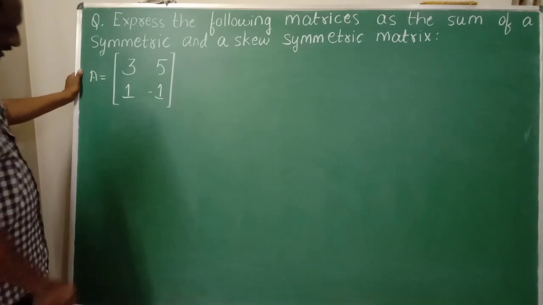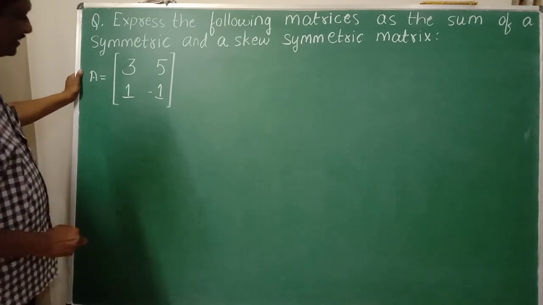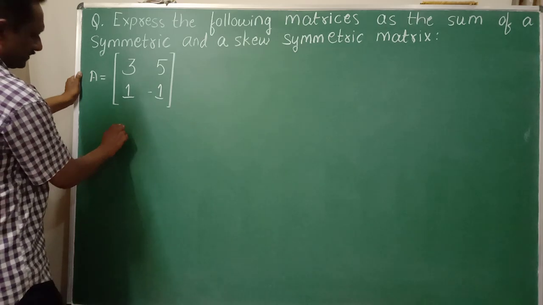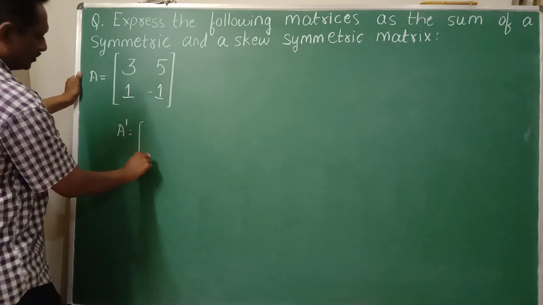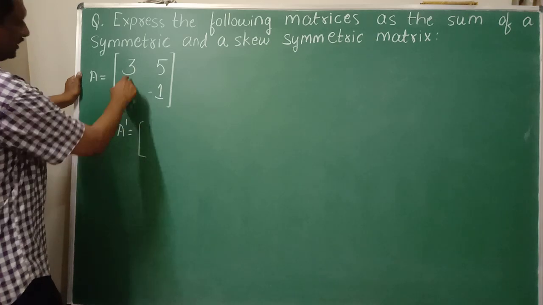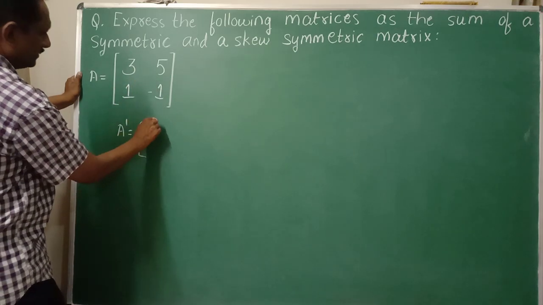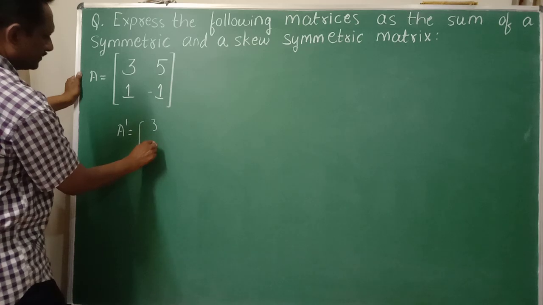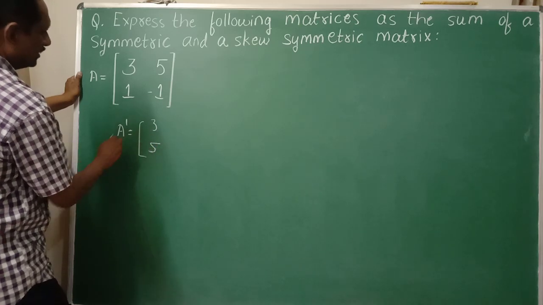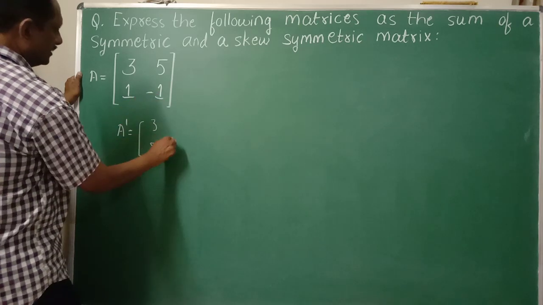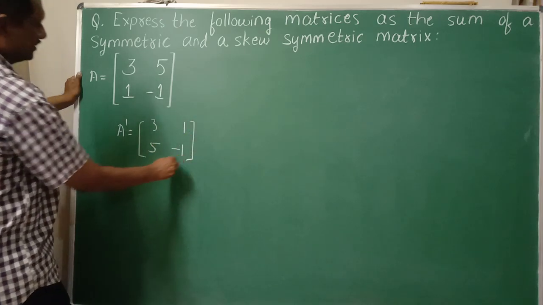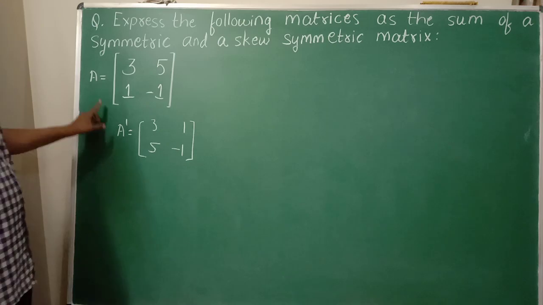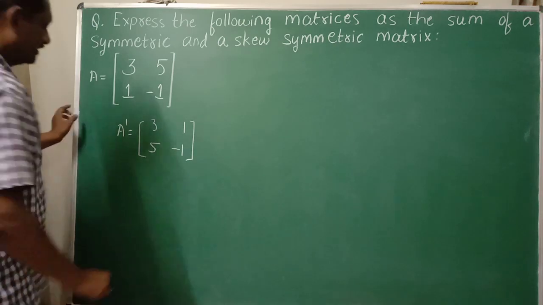Then write its transpose here. Therefore A dash is equal to, here write 3 5 in the column, so 3 5, and 1 minus 1 in the column. It is the A dash here. Then adding this here, A plus A dash.